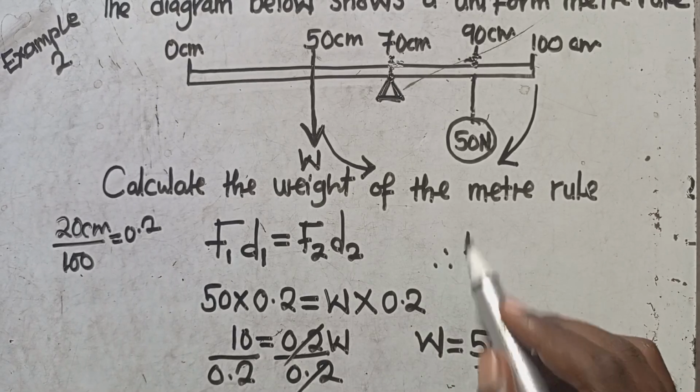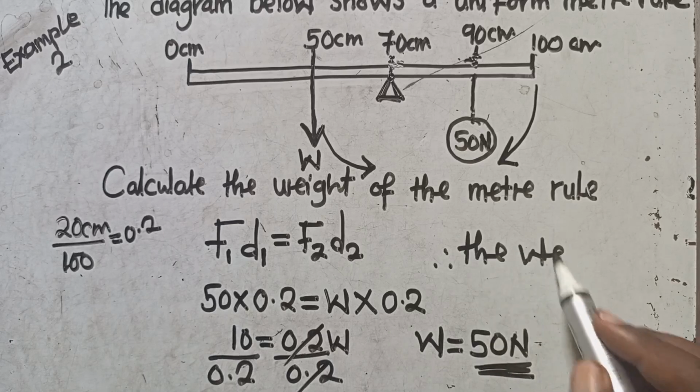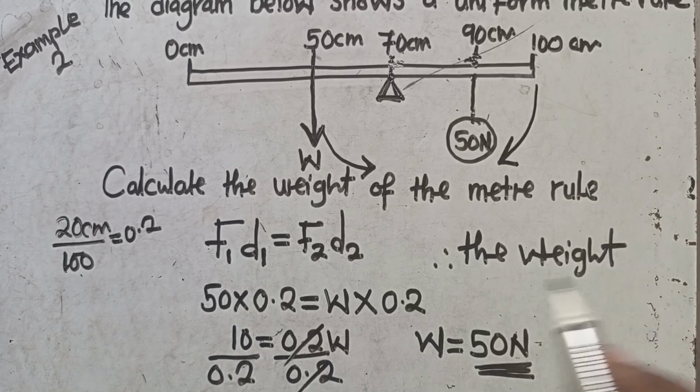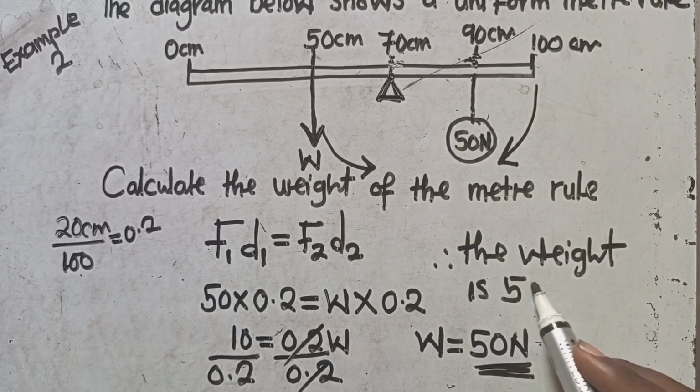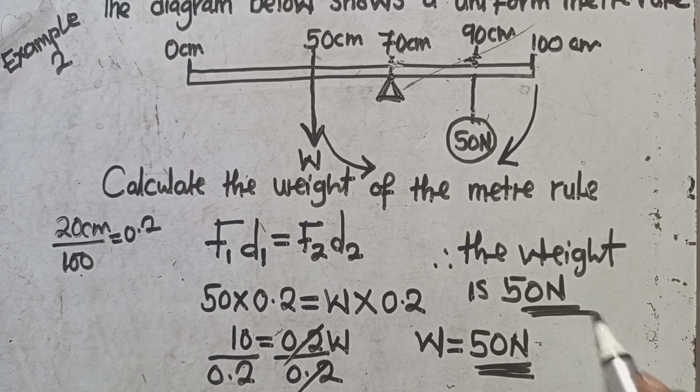I will just say, therefore, the weight of the meter rule is 50 newtons. So I'm done. This is what you are supposed to do.